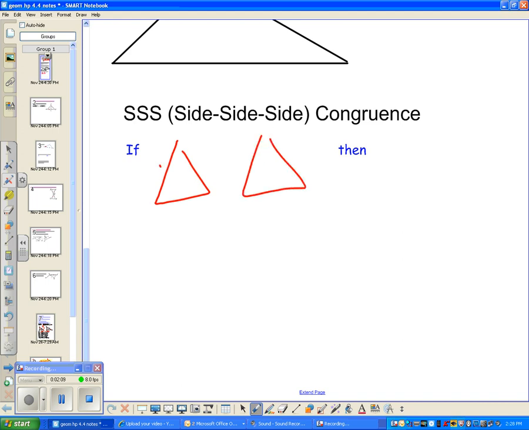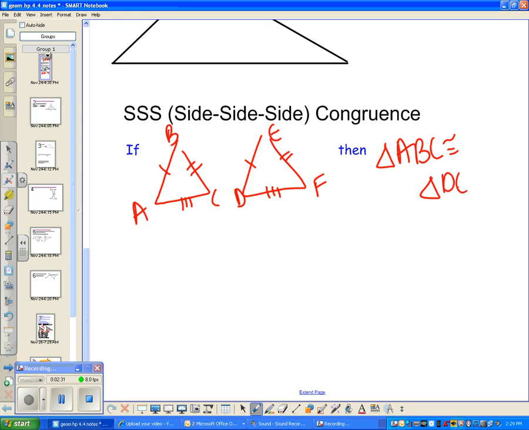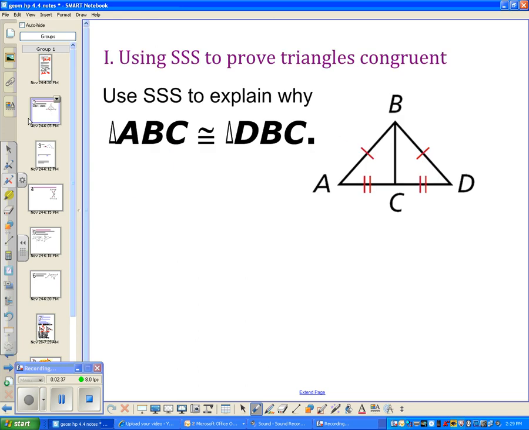So if I was going to write this down on my yellow cheat sheet, I would say that if I know that three sets of corresponding sides are congruent, then those triangles are congruent to each other. So if I wanted to title this ABC and DEF, I would know that triangle ABC is congruent to triangle DEF by SSS, and that's what SSS is called. Side, side, side.